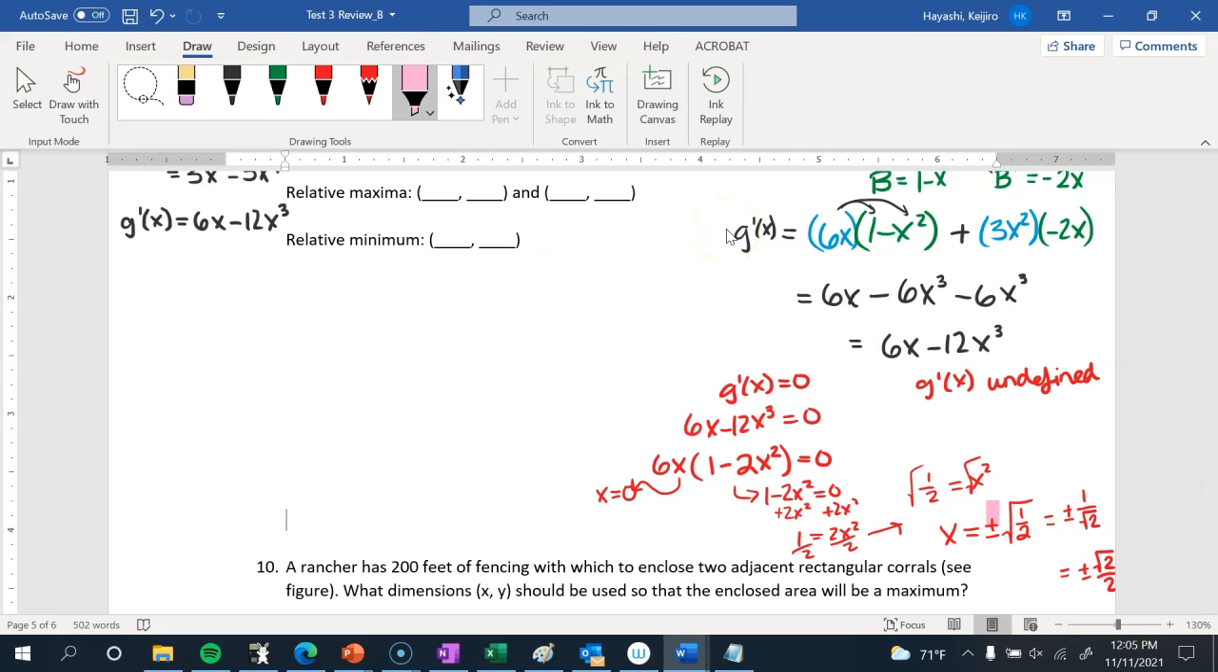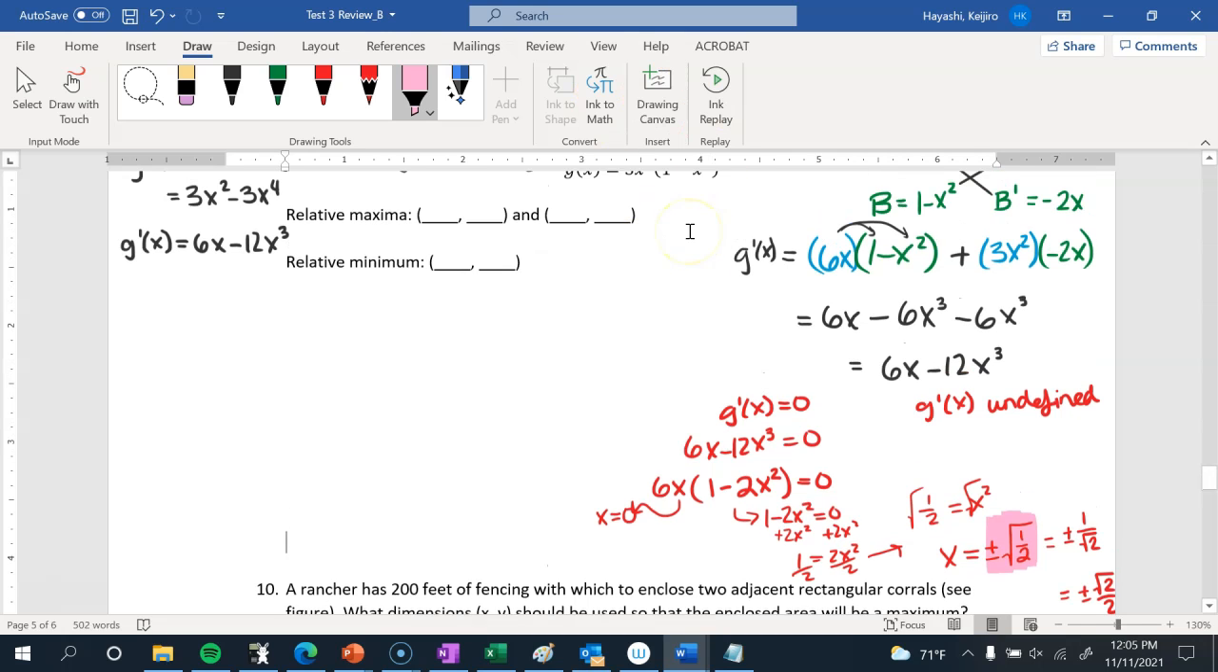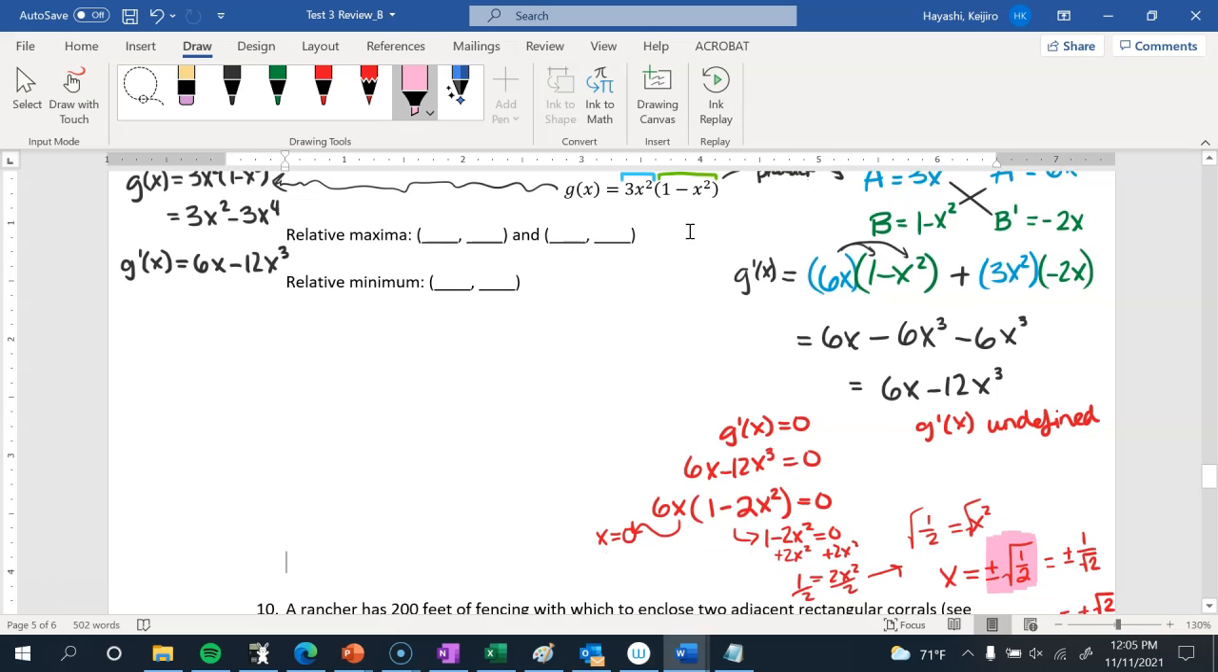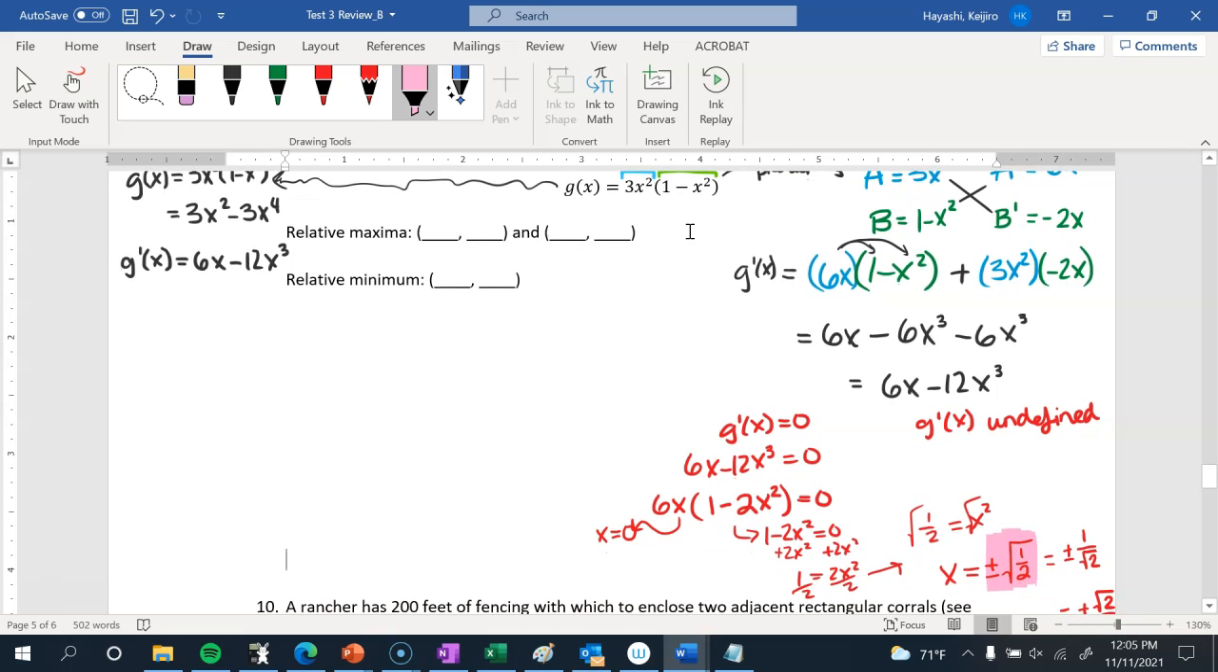But there's no problem with leaving it as the square root of 1/2. Especially because in everything that you're going to use it in, it's going to get squared, so why not just leave it as a whole square root like that. So those are your 3 critical numbers.